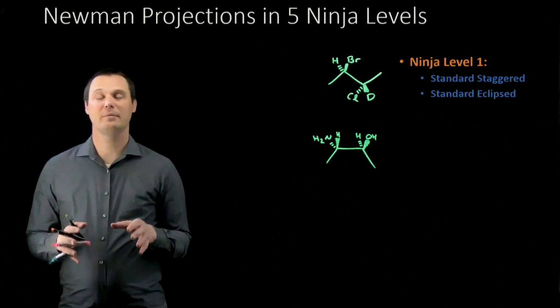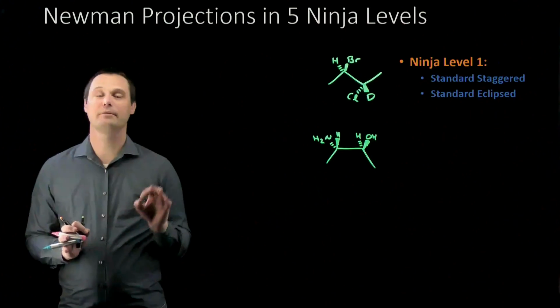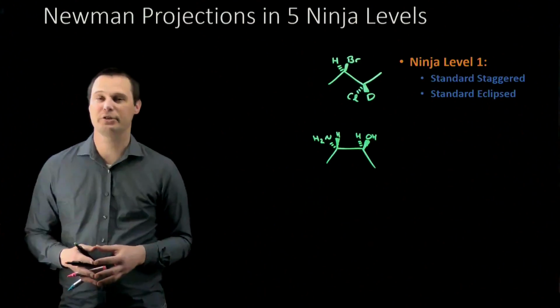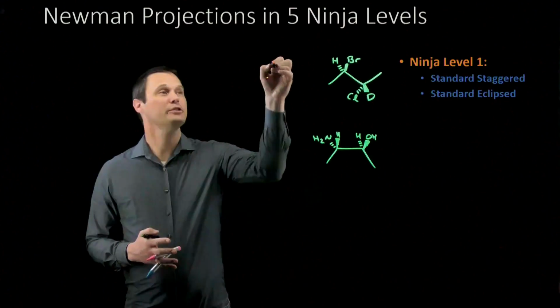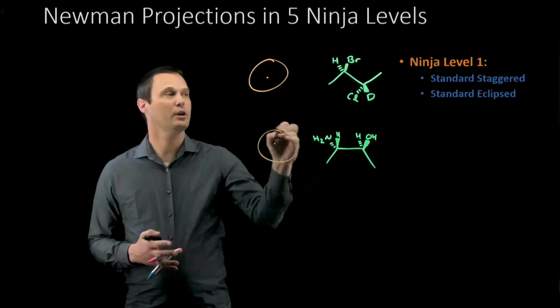So much so that I've developed a 3-step foolproof plan for drawing standard, staggered, and eclipsed Newman projections. If you'd like more information, I have a video linked down below. We draw standard, staggered, and eclipsed Newman projections in our standard Newman projection way. We start with the dot and the circle.